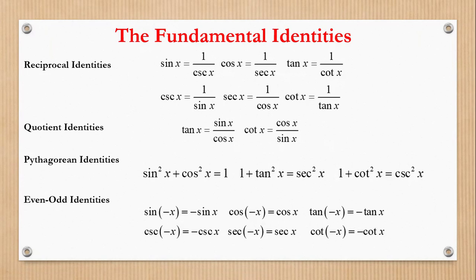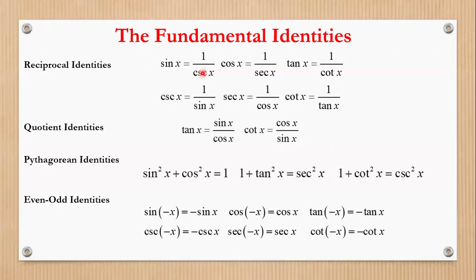We have reciprocal identities, which we already talked about. They are the identities that we have used, and we said that the secant is 1 over cosine, cosecant is 1 over sine, cotangent is 1 over tangent, tangent is 1 over cotangent, and cosine is 1 over secant, sine is 1 over cosecant.